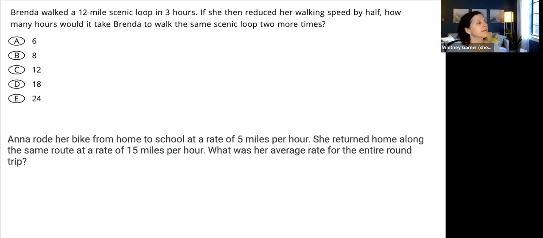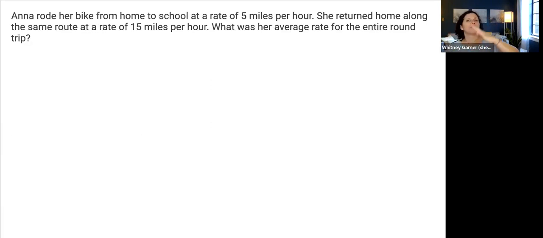I want you to notice that, yes, we talk about Brenda on different trips, right? Brenda walking the scenic loop at one speed, then Brenda walking the same scenic loop twice at a different speed, but that's not the same as breaking up one trip into multiple speeds. So the key to these problems will be this: she went from point A to B at one speed, but then she returned from B back to A at a different speed. Or she covered half of the trip at one speed and then the second half at this other speed.